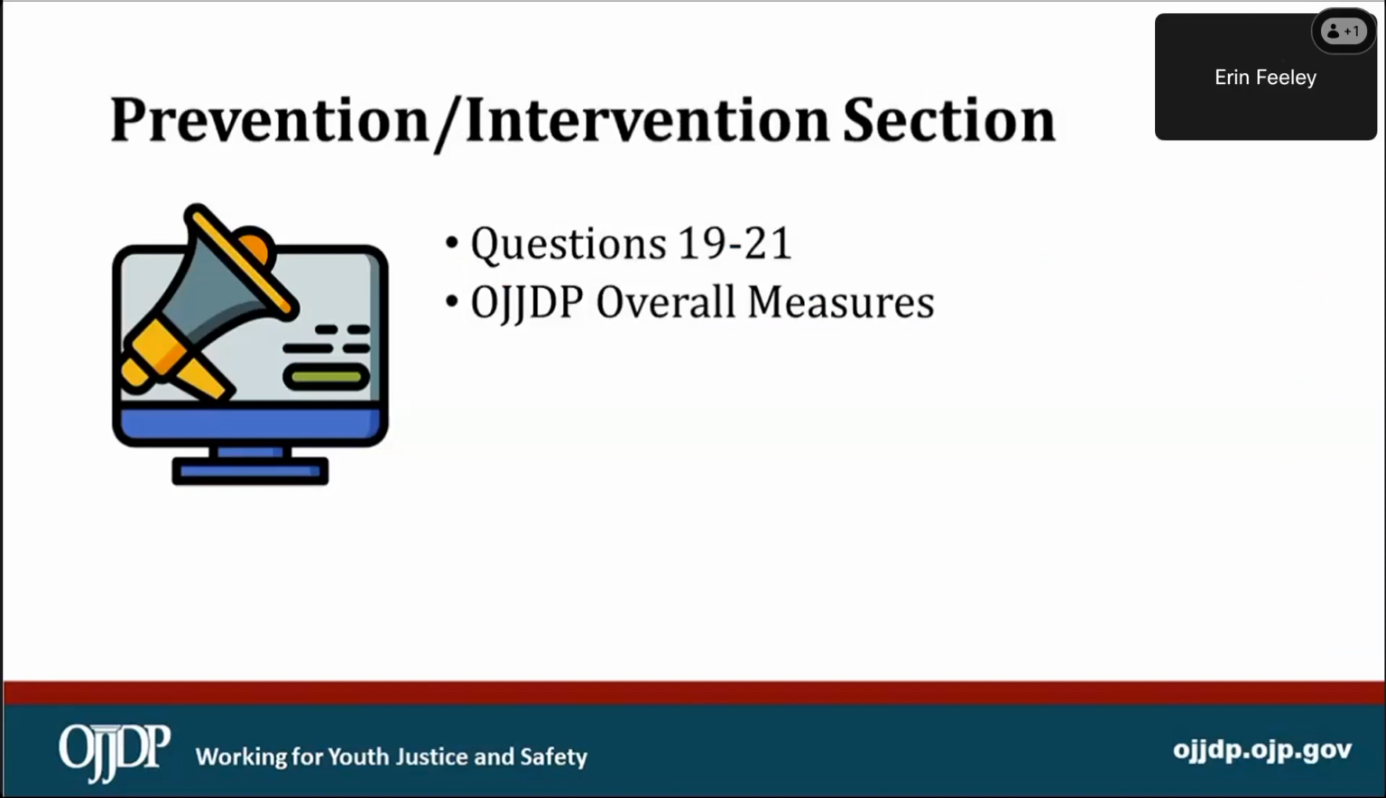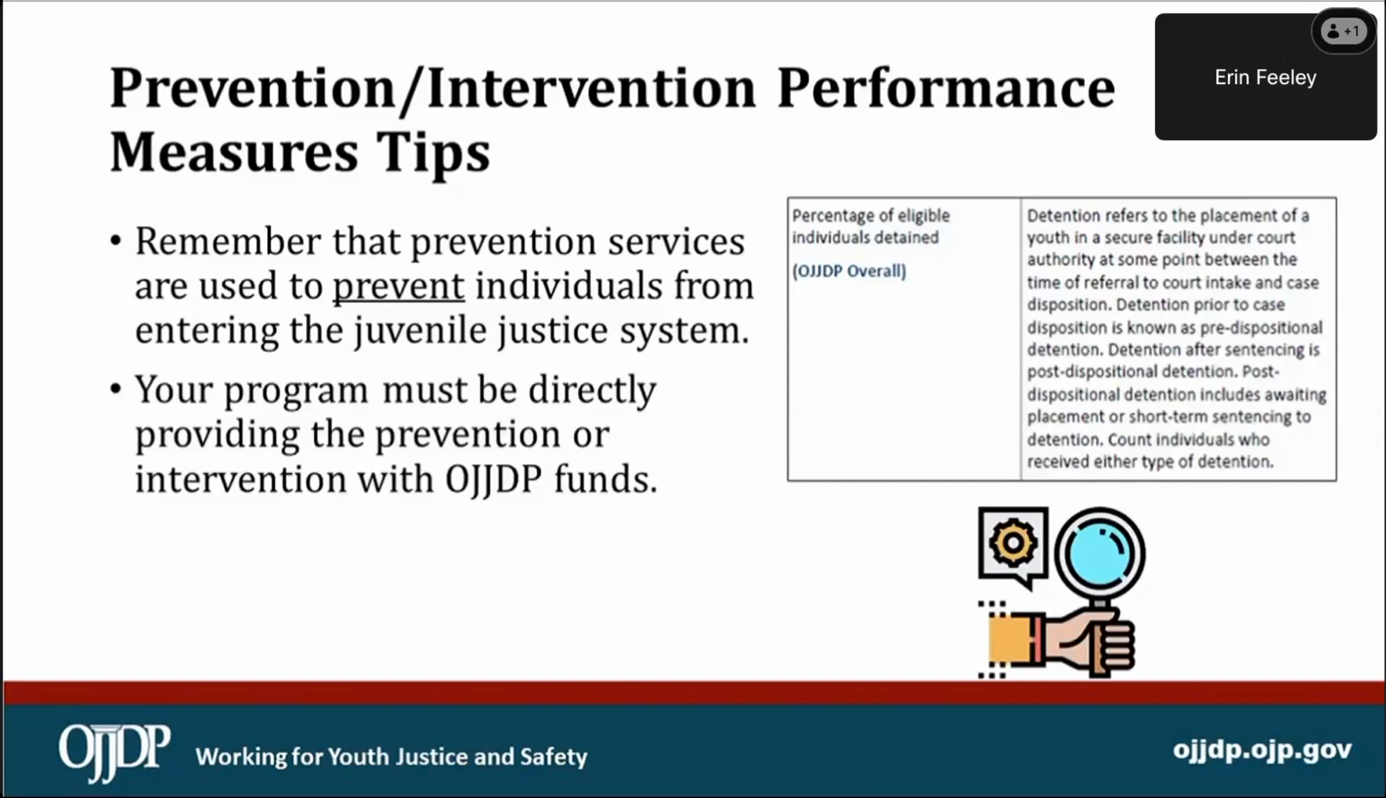Let's go back now into the prevention and intervention section. Again, these are those overall measures where you're going to have to really put some more definition around what prevention or intervention may look like for your specific program. What we want to call out in this section is the questions around detention and the questions around prevention. Please remember that prevention services are used to prevent individuals from entering the juvenile justice system. So please make sure that is part of the goals of your program if you're going to report that specific measure.